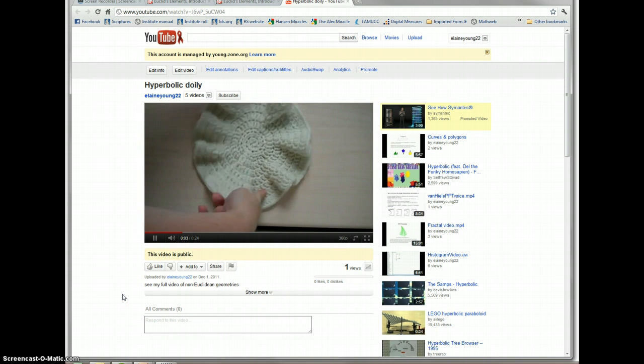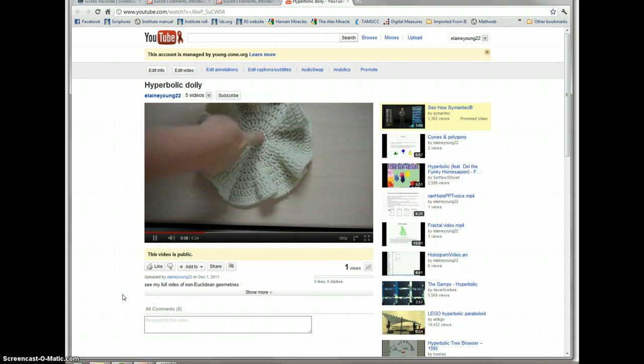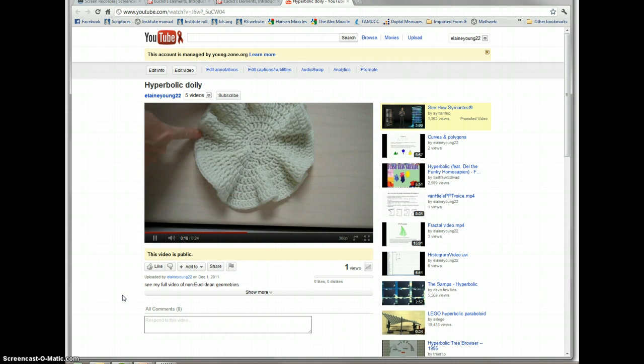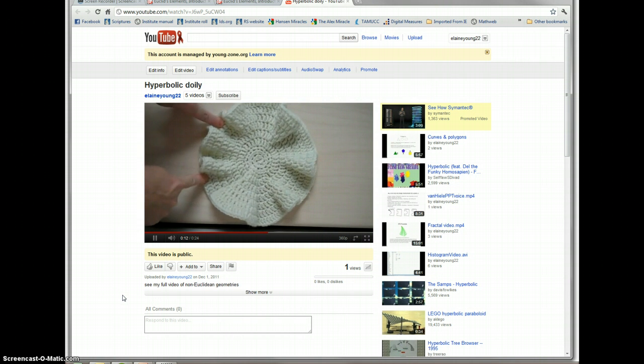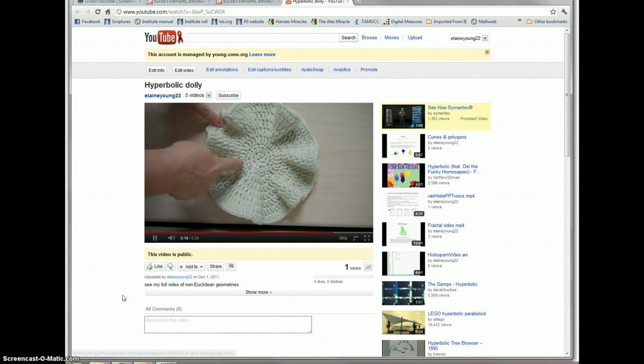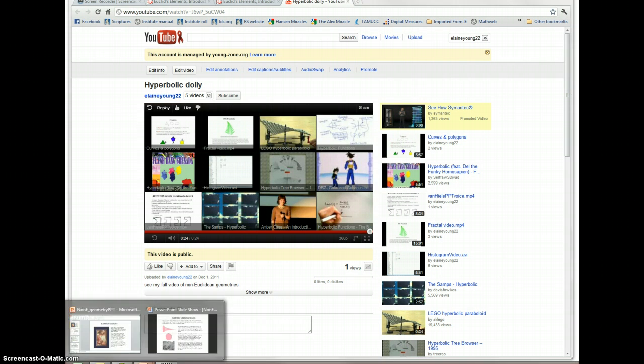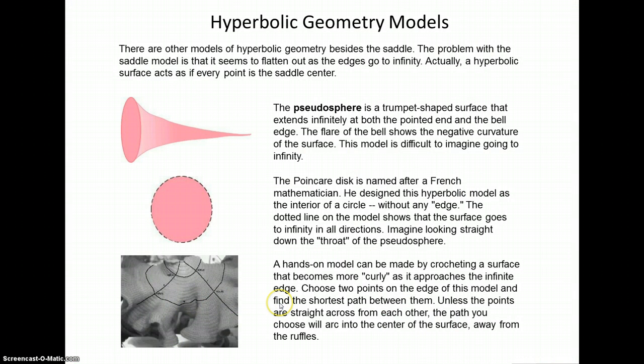Here's my hyperbolic doily. I pick 2 points straight across from each other and draw a straight line of shortest distance. But if I pick 2 points that are closer to each other on the edge, what's the shortest distance? Is it going up and over? Or is it tracking in towards the center and over to the other point? It's straight because it's the shortest distance, even though to us it looks like it's curved. So lines in hyperbolic space on the hyperbolic doily are always going to curve towards the center unless they're exactly through the center.